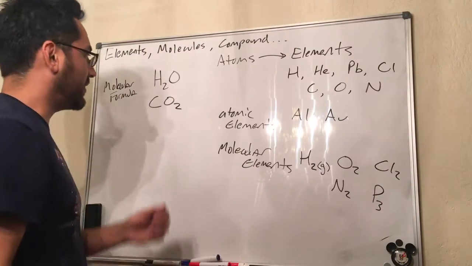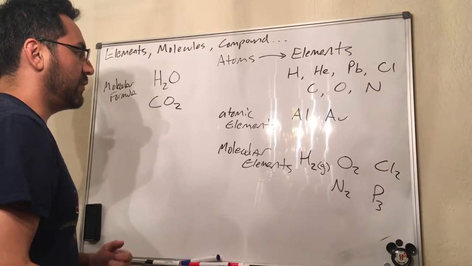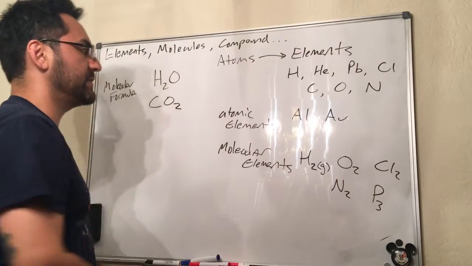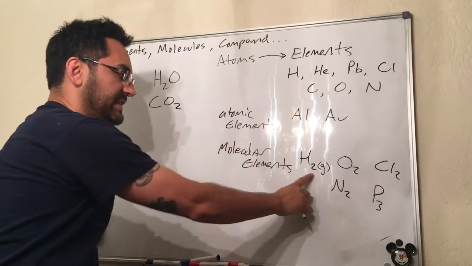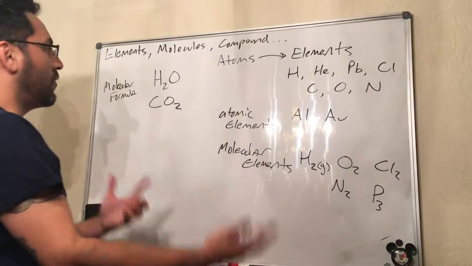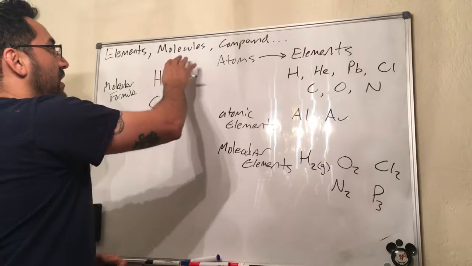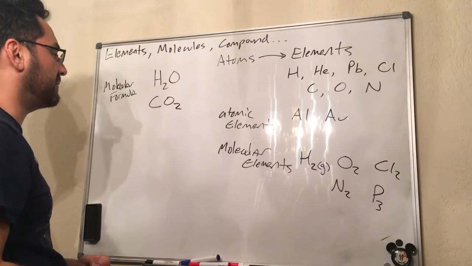Everything here could be a molecule if there's more than one atom, but we need to be able to be specific. So more than one atom, but they're the same, molecular element. More than one atom, but they're different, we'll just call that a compound, a molecular compound.